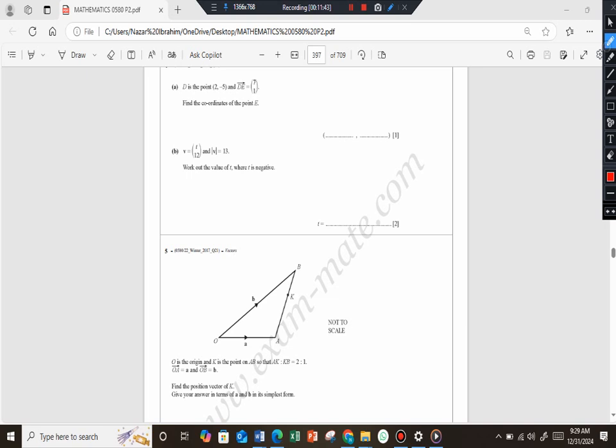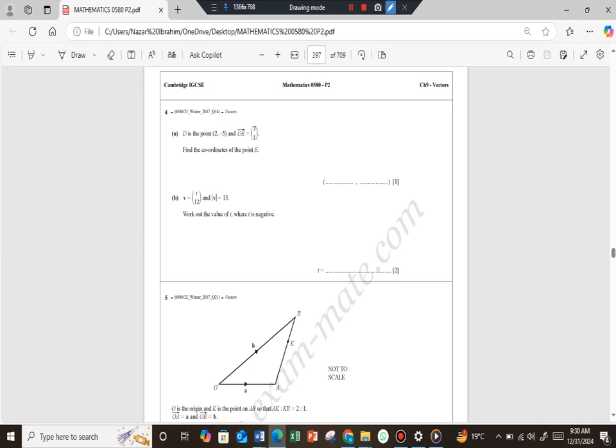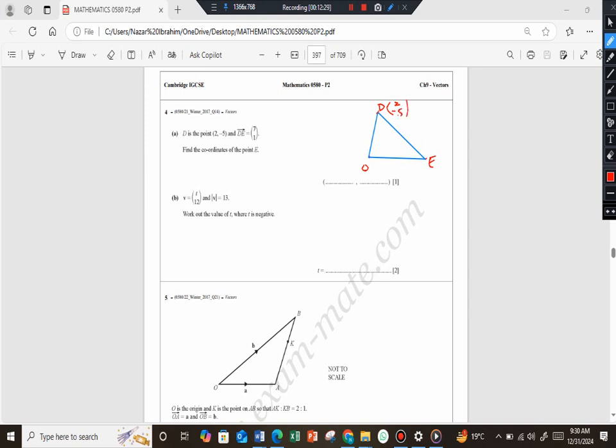Question number 4. D is the point 2, minus 5. DE is a vector 7, 1. Find the coordinates of point E. Let me make it a little bit upwards. Suppose D is over here, E is over here, and O is over here. It's just a random figure to explain what this means. The D is the point 2, minus 5, which I can write like this as well. DE is 7, 1.